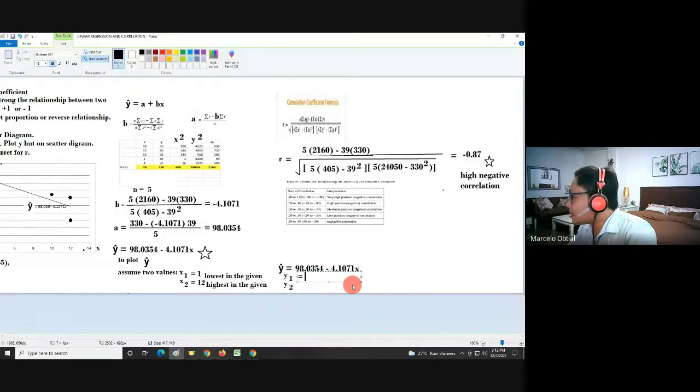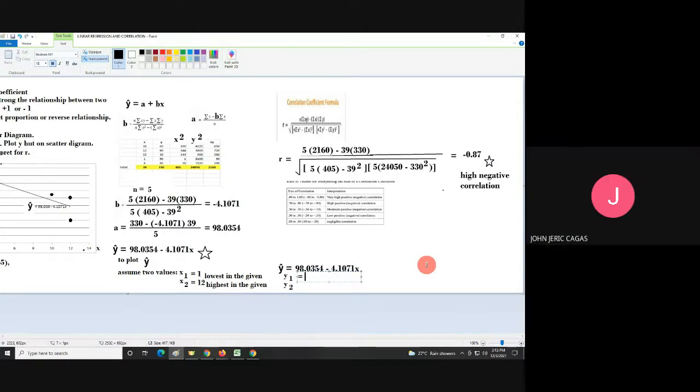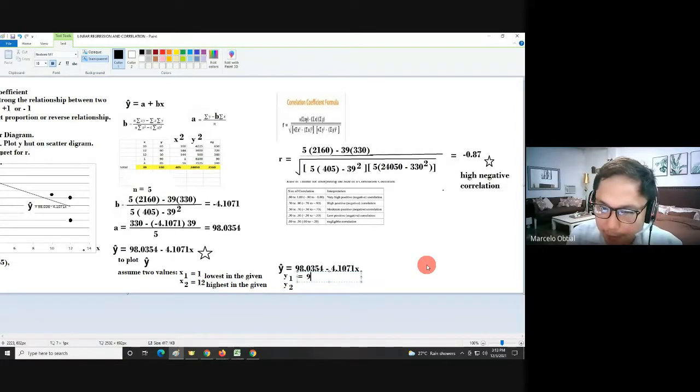Sino pa nandyan? Kaya solve for y sub 1. Just substitute the value of x sub 1, 1 dito sa equation natin. What's the answer? Anybody? Nawala ang net ko. 93 po, sir. Okay. 0.93. 93.93. Okay. Very good. May nagsalita.